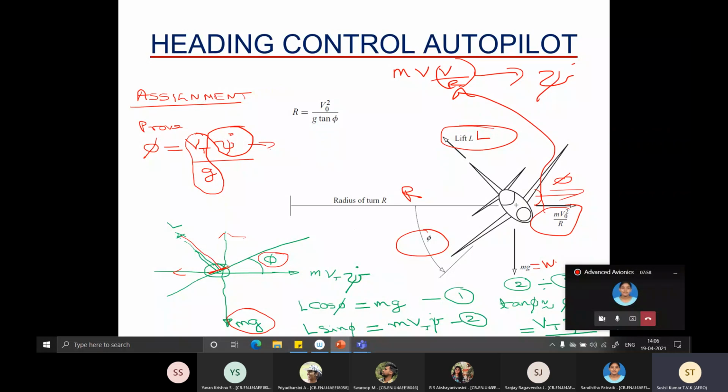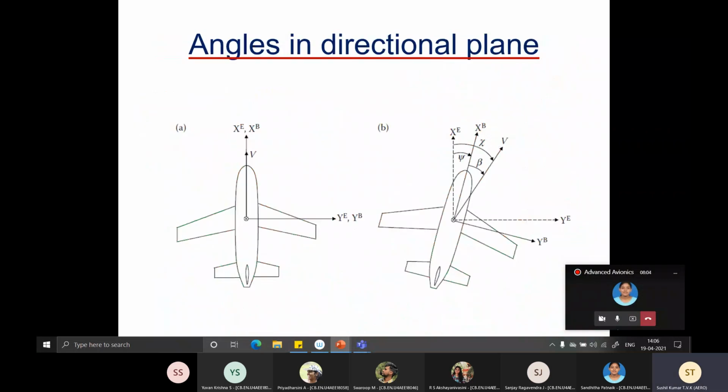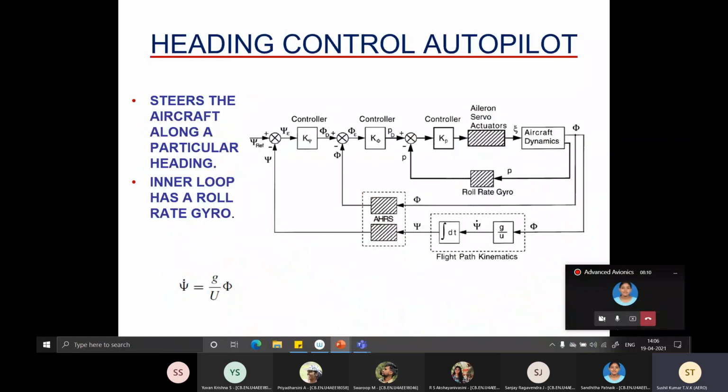So you bank the angle, the aircraft is going to turn. That's what it all means. This already, I think I showed you, the angles in the lateral plane, directional plane. Okay. So back to this autopilot. So we are trying to control the heading. So we give some reference heading and you compare it with the existing heading. Okay. And that existing heading is sensed by the attitude heading reference system.